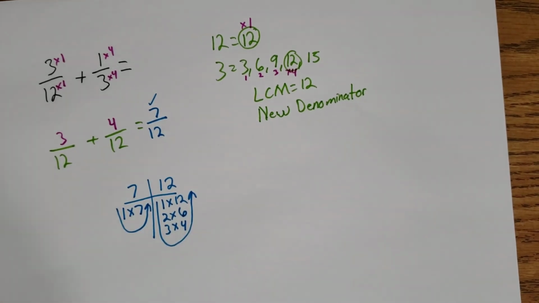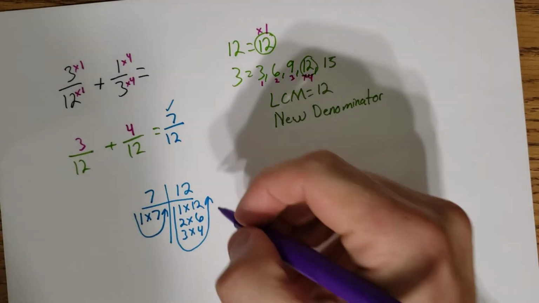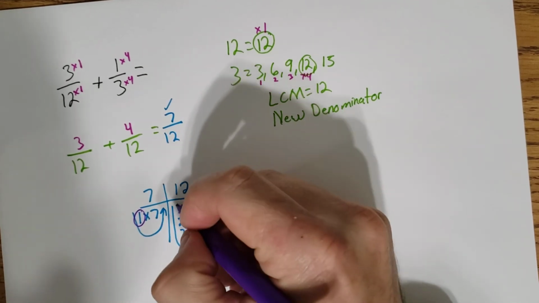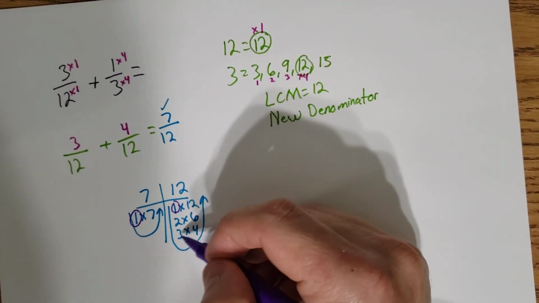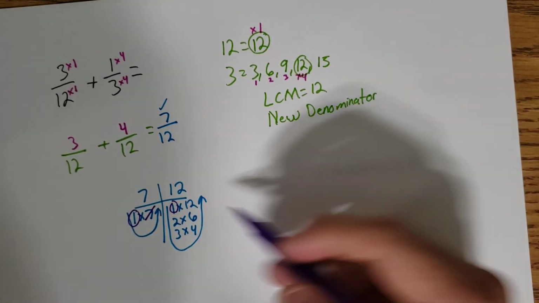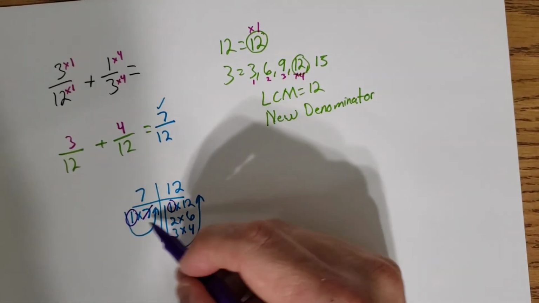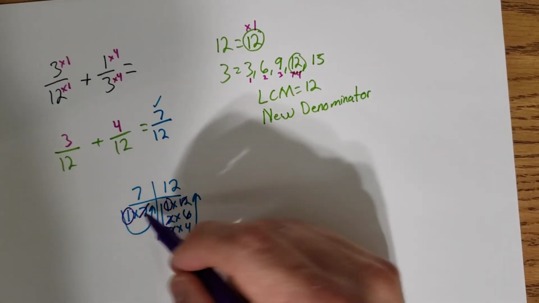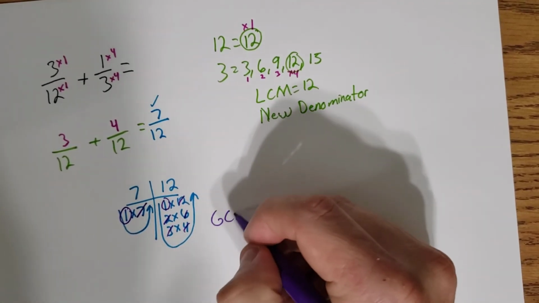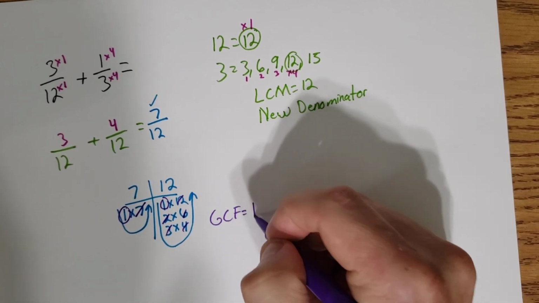Now we got to find our matches. What do they both have? They both have a 1. They always have a 1. 7 has a 7. 12 has a 2, a 3, 4. Nope, doesn't have it. So that means 7 is just a 1 and 7, which means there is no 2. There's no 3 on your 7s. There's no 12. There's no 6. And there's no 4. So our GCF equals 1.